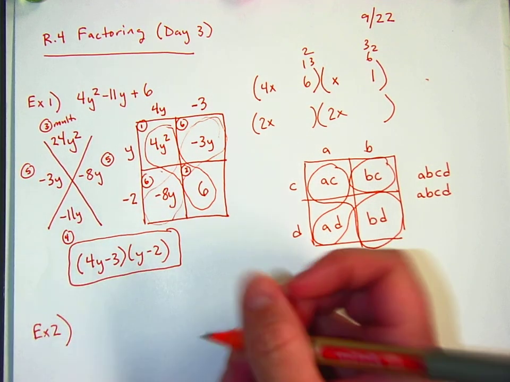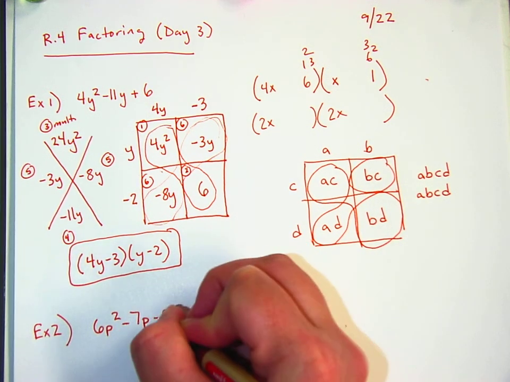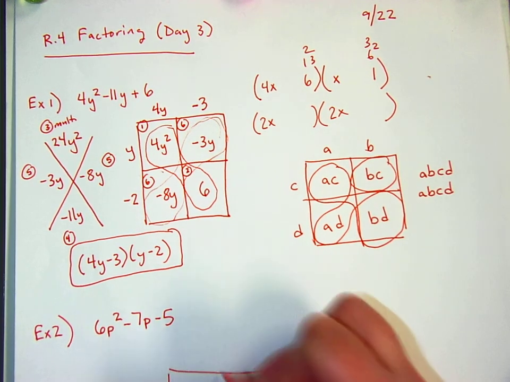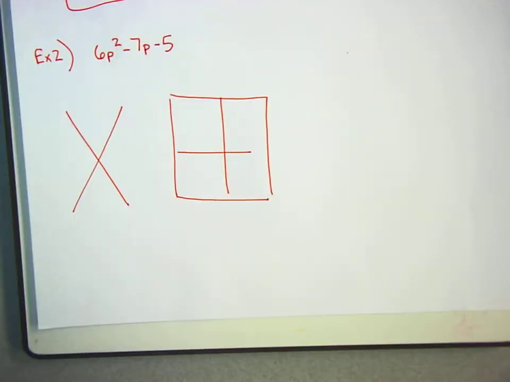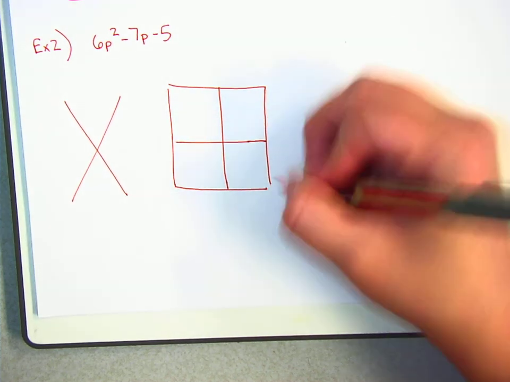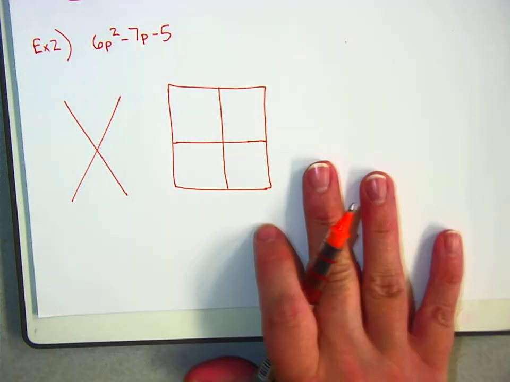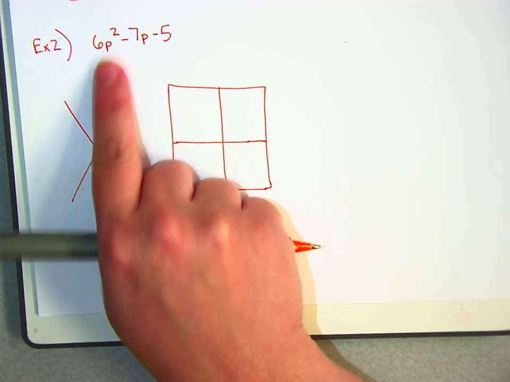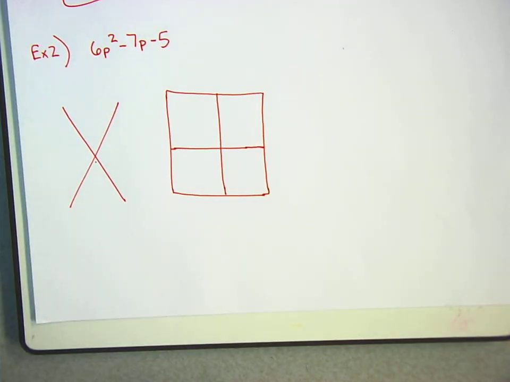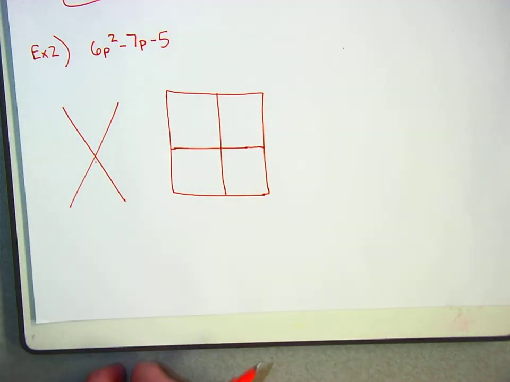I'm going to give you an example for you to try by yourself. 6p squared minus 7p minus 5. Okay, so you have to figure out what goes in these spots. It is definitely an X box problem, and you can tell that because there's 3 things, and that the thing in front of the p squared in this case is not a 1 or just nothing being there. So go ahead and pause the video at this point and try this yourself.